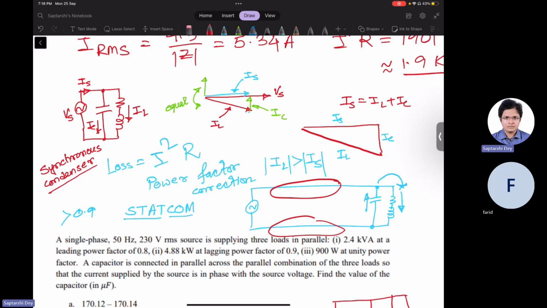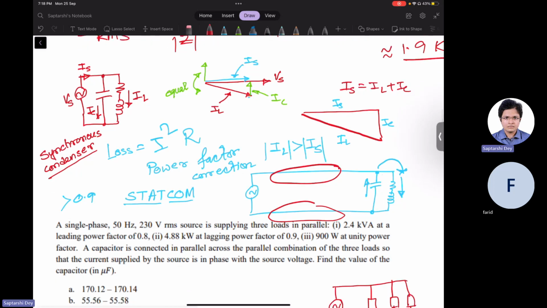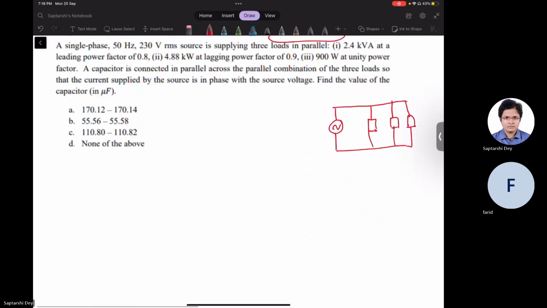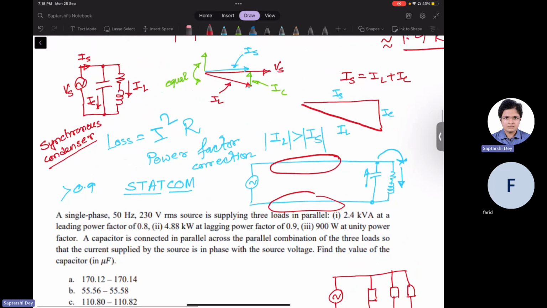Okay, so that's a discussion about reactive power. I believe the way of drawing phasors and all you remember. Very interesting thing, I find it very interesting. Anyway. Okay, any doubt in this discussion? Power factor correction and all?